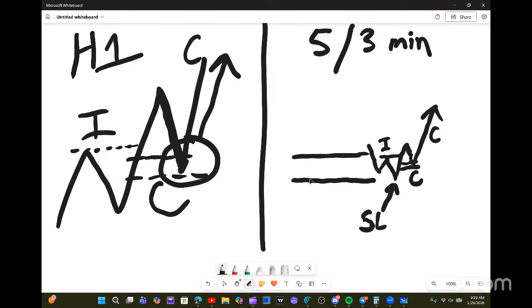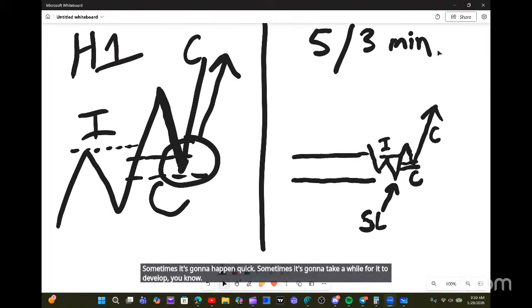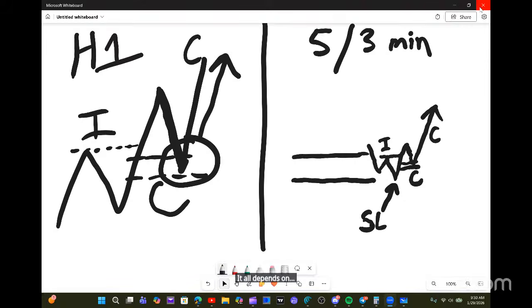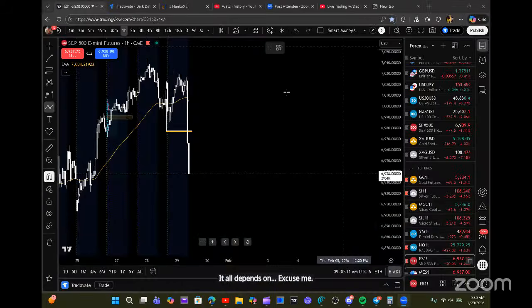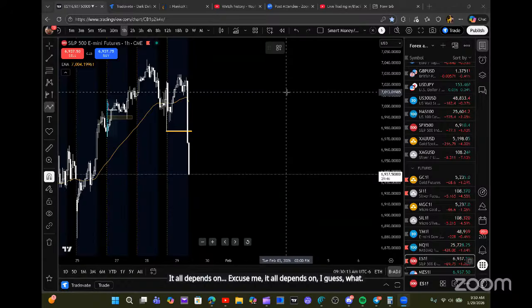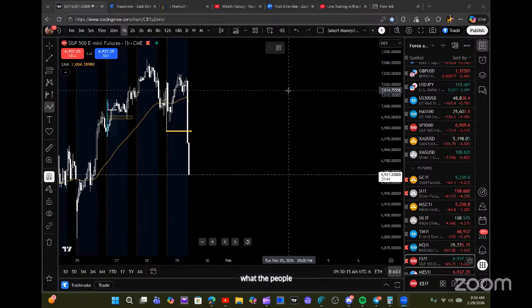I can't really give you an exact time of how long it takes for it to play out. The market is not going to be the same every single time. Sometimes it's going to happen quick. Sometimes it's going to take a while for it to develop. It all depends on, I guess, what the people that make the market move are looking for.